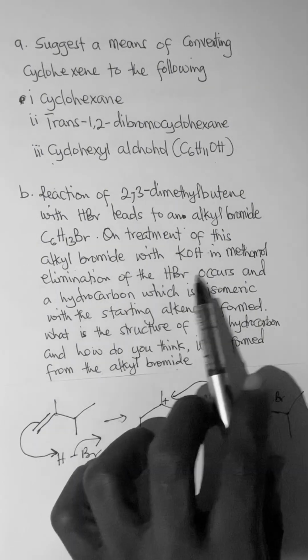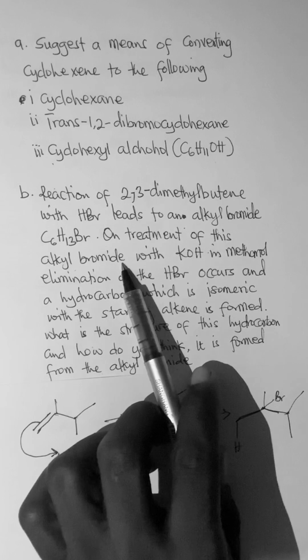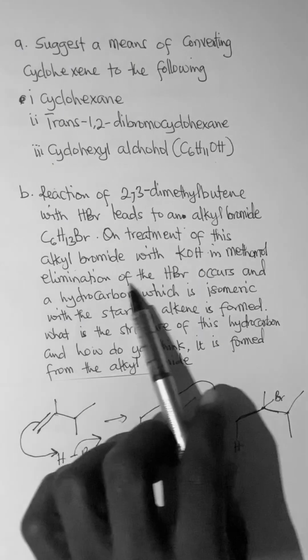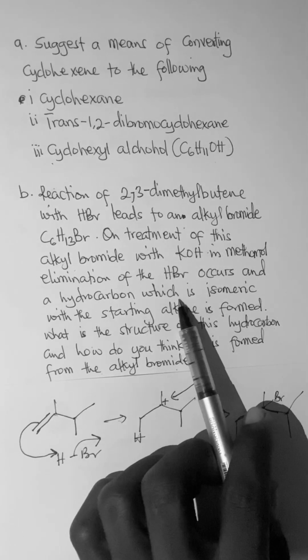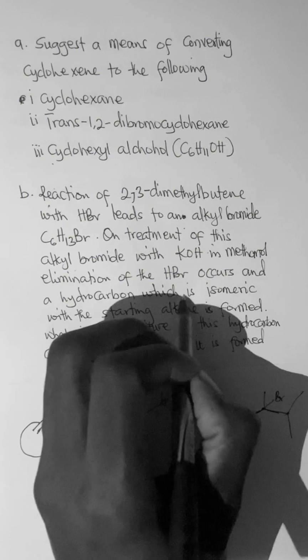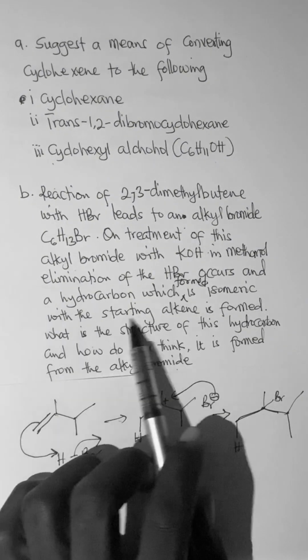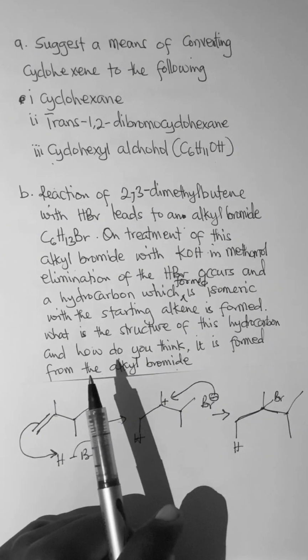Now, if you continue, the question says that on treatment of this alkyl bromide with potassium hydroxide in methanol, elimination of HBr occurs, and the hydrocarbon which is formed is isomeric with the starting alkene. What is the structure of this hydrocarbon?